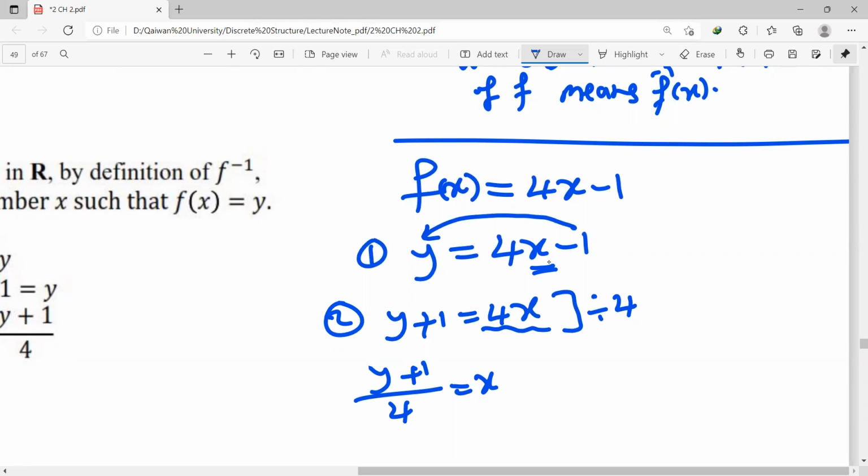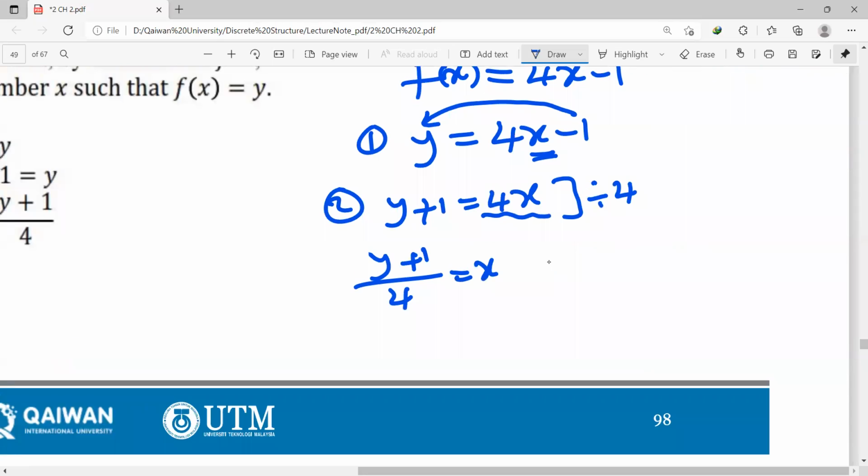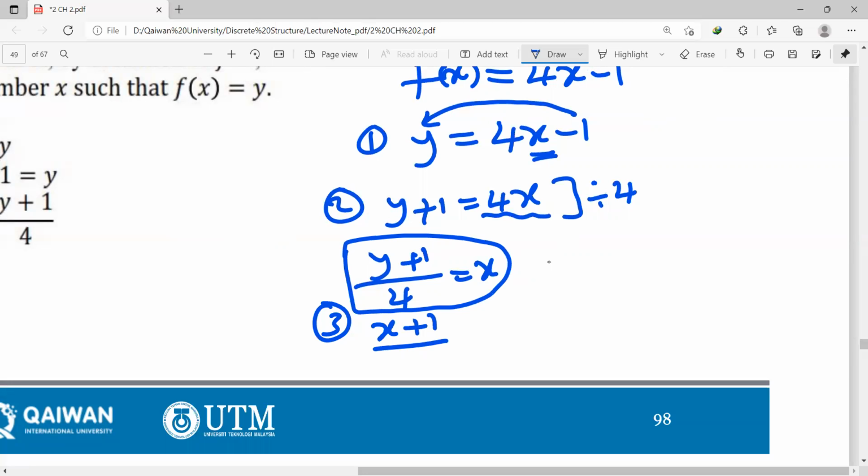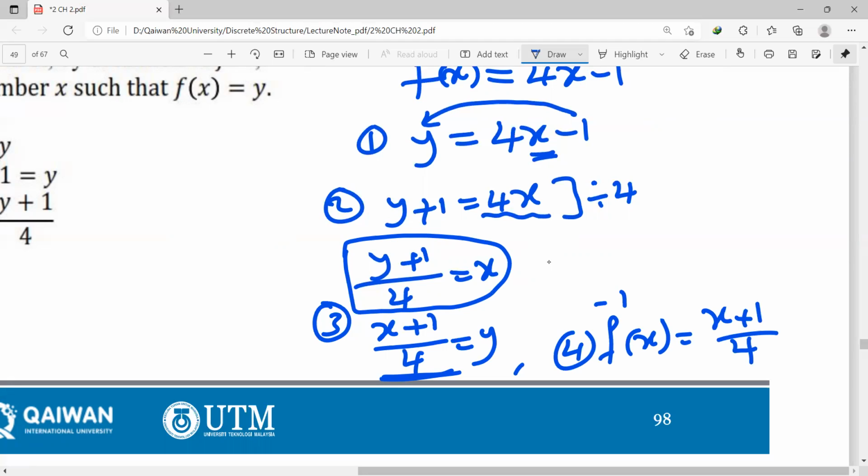In step 3, we interchange x and y. We replace x by y and y by x. If we interchange x and y here, what we get is x plus 1 over 4 equals y. This function that we get is f inverse. So in step 4, we say f inverse of x equals x plus 1 over 4. This is the inverse of that function.